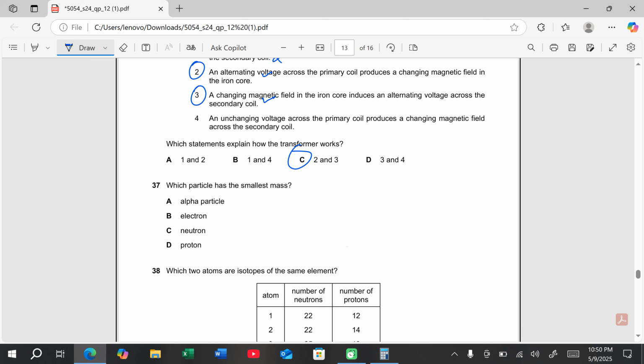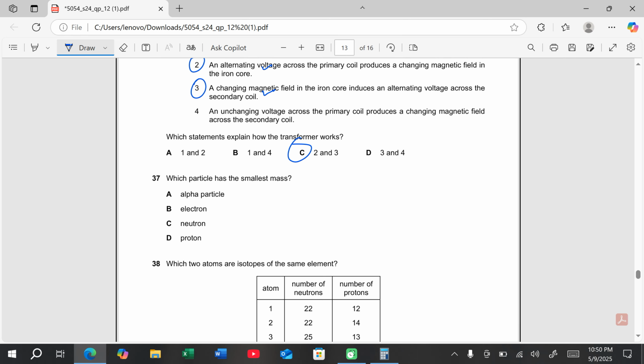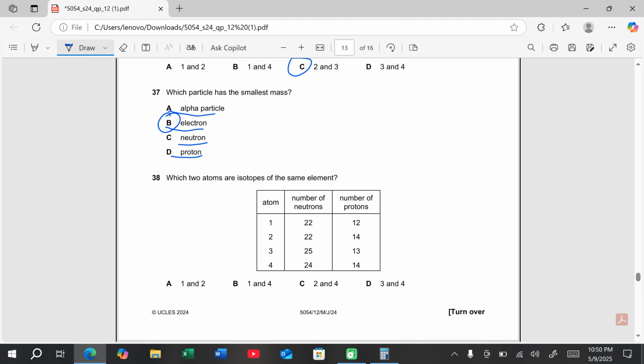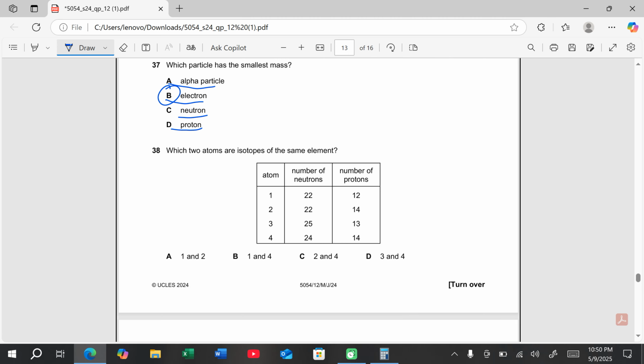Which particle has the smallest mass? Alpha is a helium nucleus. Electron, proton, neutron: the electron is the smallest of all. This electron is about 2000 times smaller than neutrons and protons. You might have studied this in your chemistry.